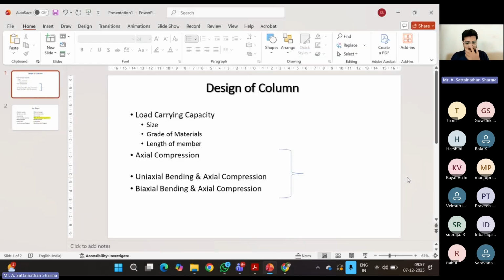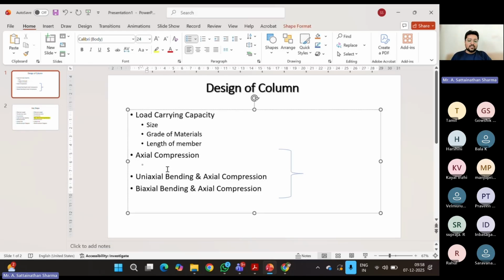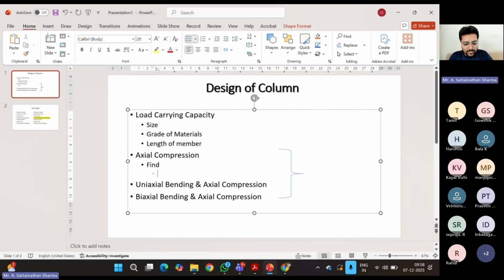Okay. Next, these three types are called design problems for compression. One is axial compression, another one is uniaxial compression, and another one is biaxial compression. So when I say you are supposed to design, what do you have to find? These are the things given here. You are supposed to find a few things. What are the things you have to find?